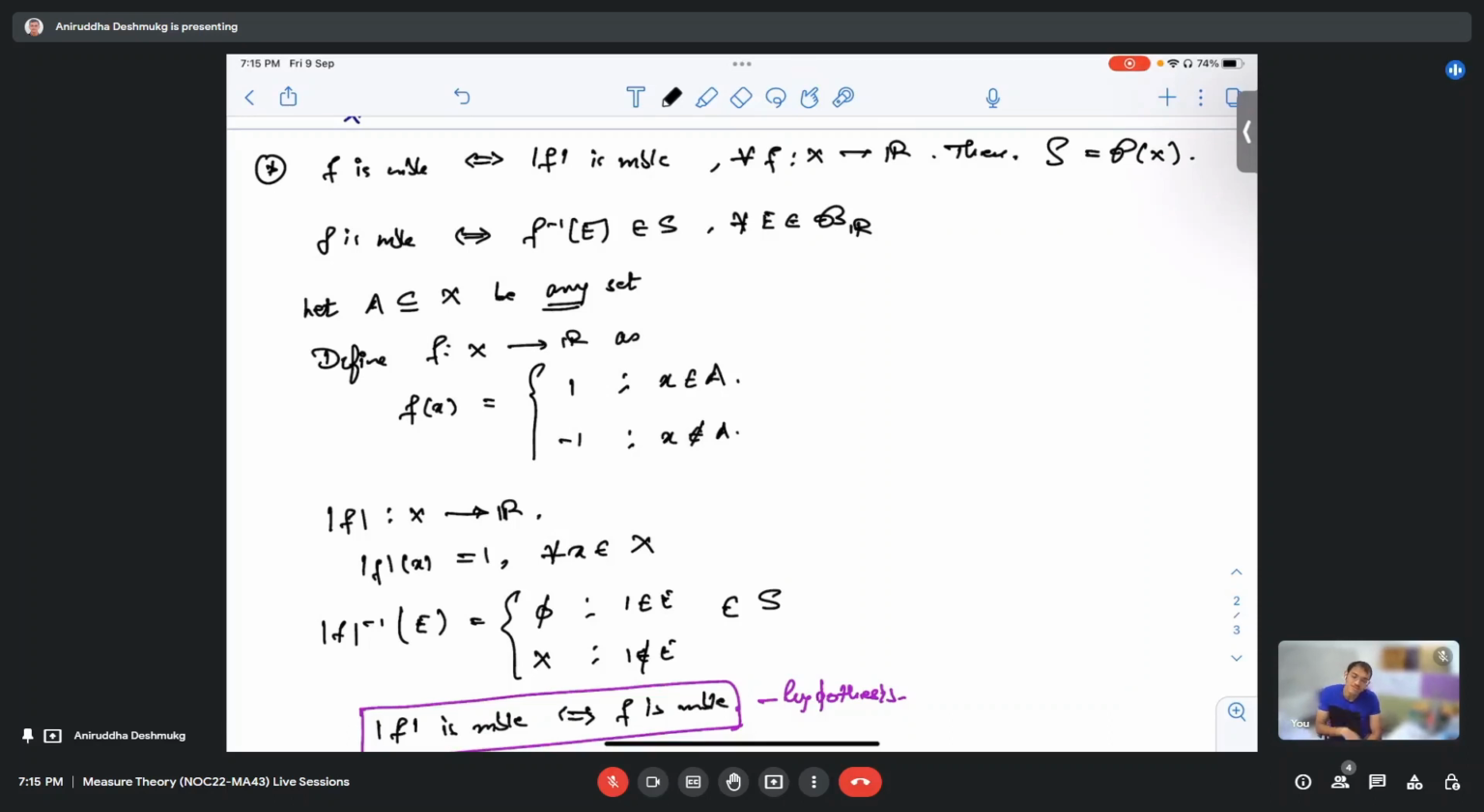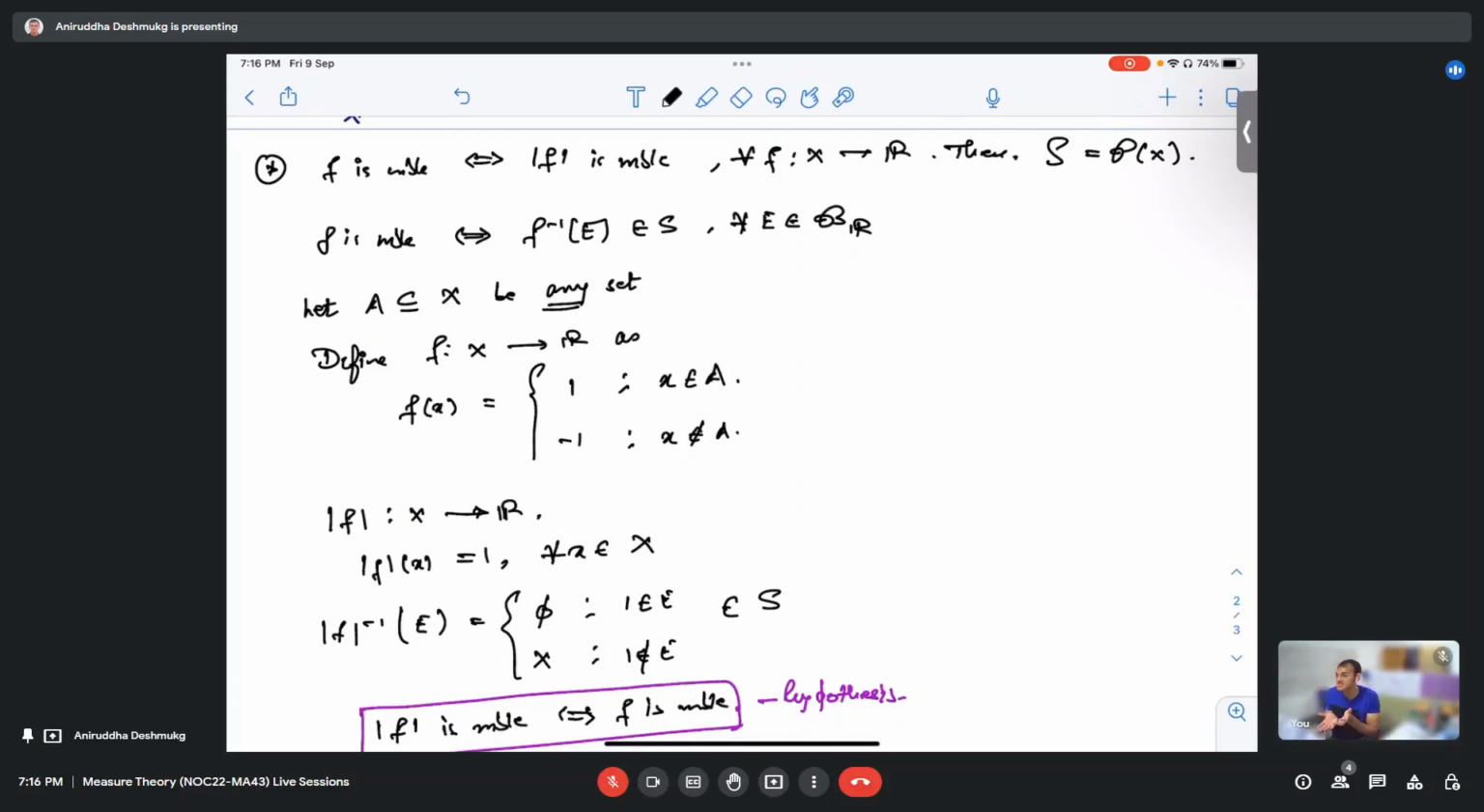Forget about whatever I have written. There is a question in front of you. The question says that whenever mod f measurable and f measurable are equivalent, we have to prove that the sigma algebra S is equal to the power set of X. What do we have to prove actually there? Obviously, the sigma algebra should be equal to the power set of X. But then, what do we have to prove then?